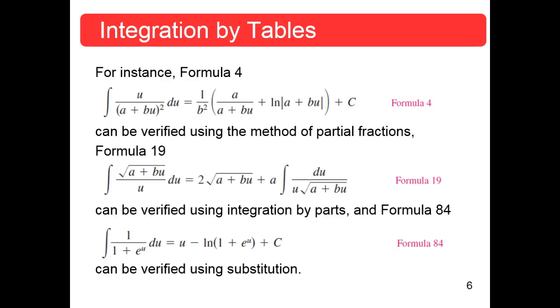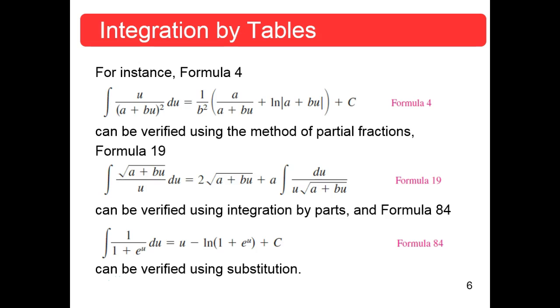But there's an art to using the table. For instance, Formula 4. So basically what you're doing here is going back to the table. Formula 4 is the integral of u over (a plus bu) squared du, which is equal to 1 over b squared times (a over (a plus bu) plus the log of the absolute value of a plus bu), in parentheses, plus C. Okay, that's right out of the table. I want to make sure I got it. It says it can be verified using the method of partial fractions. Okay?